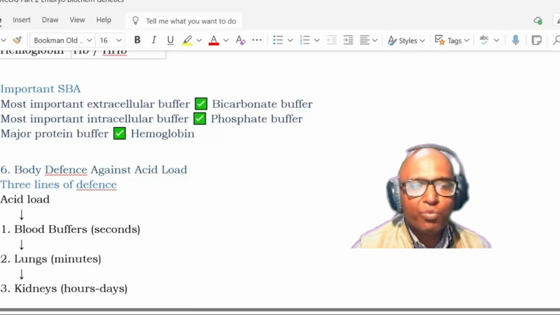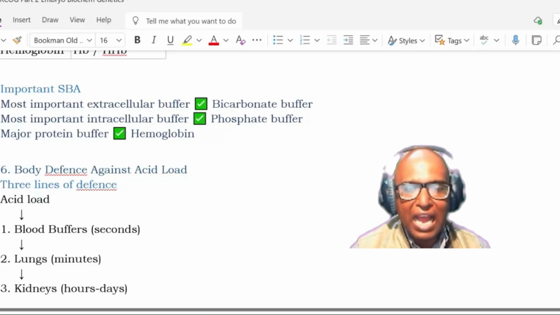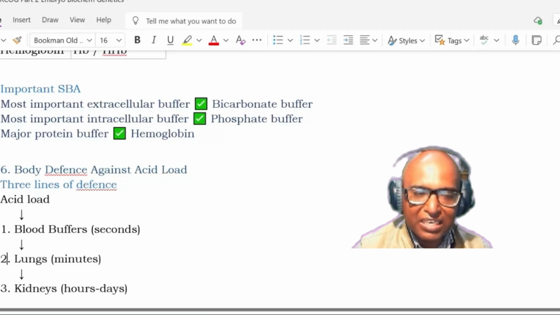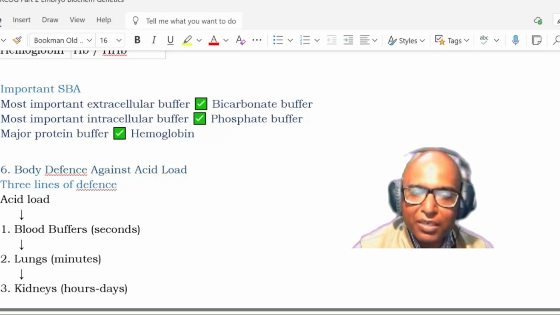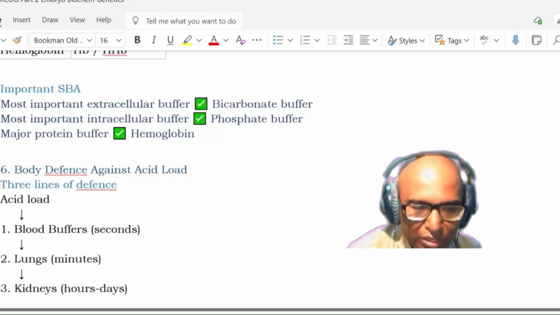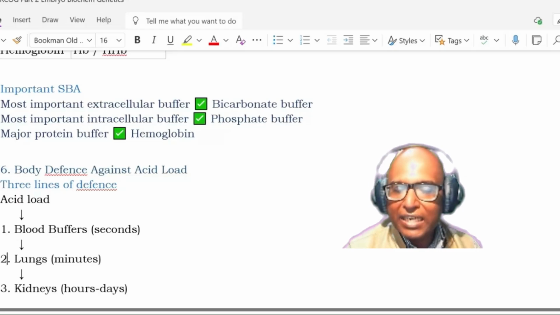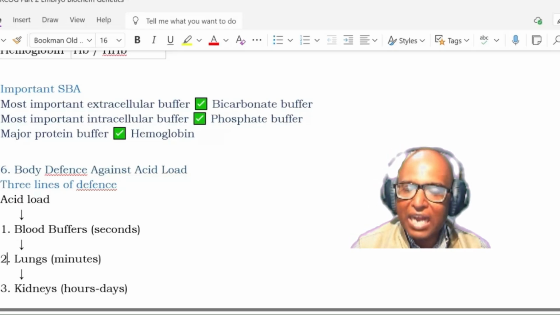Now, what is the body's defense against the acid load? When the acid levels are increased, how will the body respond? When the acid load is increased, there are 3 lines of defense which come into action. The first is the blood buffers, which act within seconds. Second, the lung buffer acts within minutes, and third is the kidney buffer, which acts in hours to days. It takes a long time for the kidney buffer to come into action.